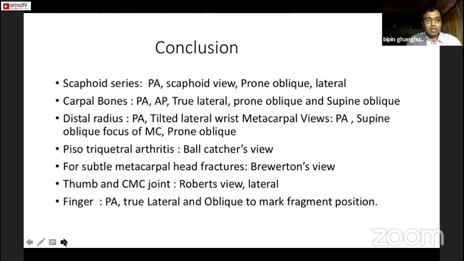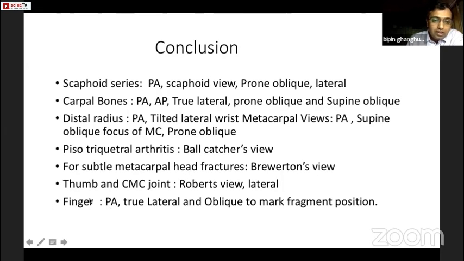To conclude, for the scaphoid series, we take the PA view, scaphoid view, prone oblique view, and lateral views. Carpal bone abnormalities can be found by PA, AP, true lateral, prone oblique, and supine oblique positions. Distal radius fractures can be very well found by the PA view and tilted lateral views. Metacarpal views are the PA view, supine oblique views, which focus on the metacarpophalangeal joint, and a prone oblique view. Pisotriquetral arthritis can be found by a ball catcher's view. Subtle metacarpal head fractures by Brewerton's view. And thumb and CMC joint views can be found by the Roberts view and the lateral view.